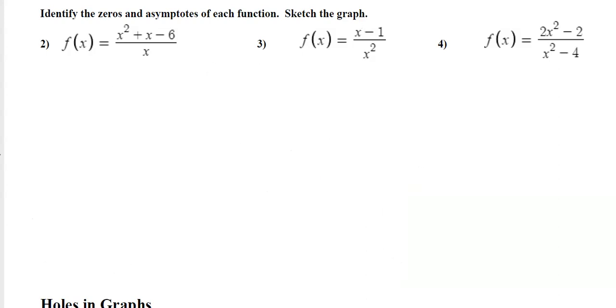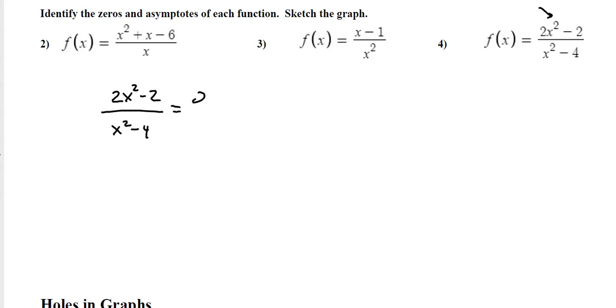All right, let's go to number 4. I'll zip through this a little faster. So for zeros, well, when is the top 0? If I factor a 2 out of there, I get 2 times x squared minus 1. I might as well just keep factoring this whole thing. Actually, I'm going to go over here where I have a little bit more room. So on the top, I have 2x squared minus 2. On the bottom, x squared minus 4.